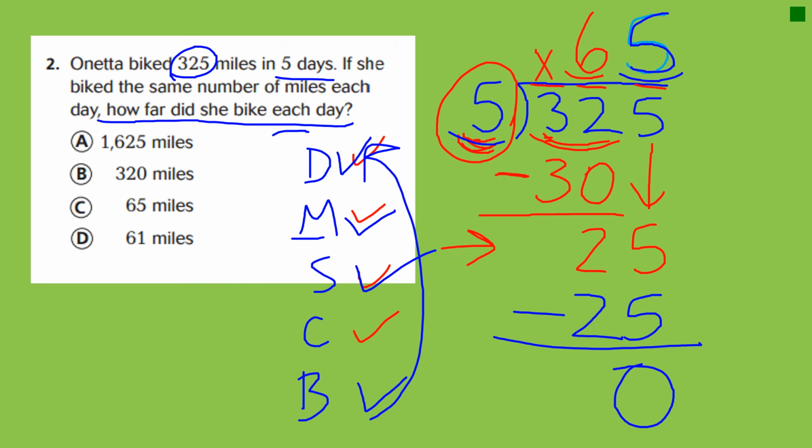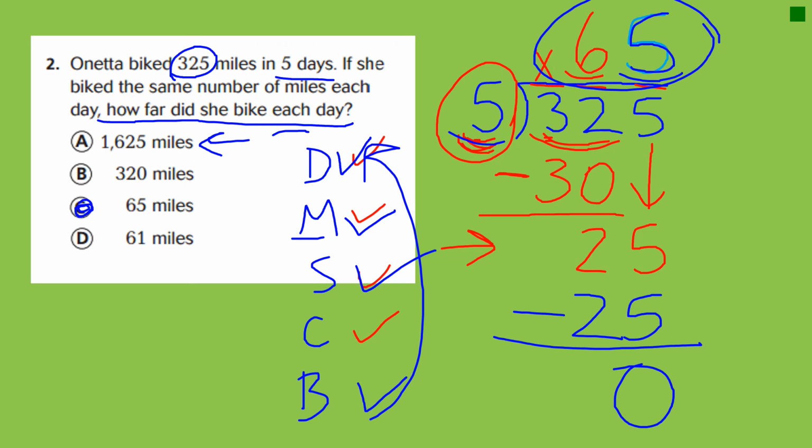So let's go back to what they're asking us. How far did she bike each day? 65 miles each day. Now I want you to notice choice A. I bet that's the answer you get if you multiply these two numbers. That's why you really have to think about what's happening in these story problems. Don't just go, well, I like these numbers, I'm going to multiply them. Think about what's really happening. We were separating 325 into 5 separate days.